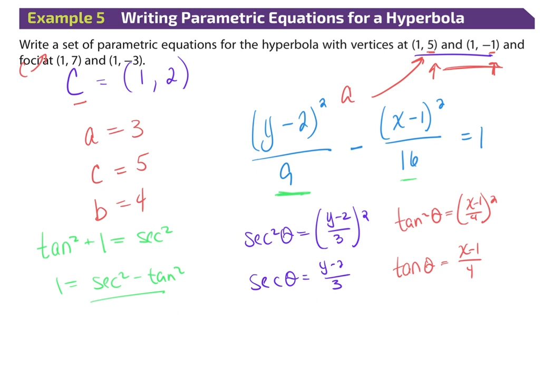To get it by itself, this is basic algebra: multiply by 3, add 2. So y is going to equal 3 secant of theta plus 2. X is going to equal 4 tangent of theta plus 1.